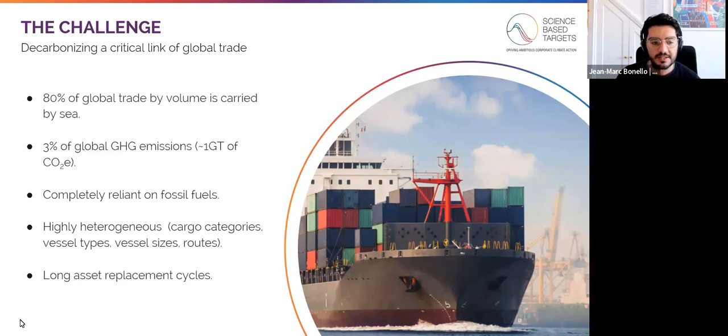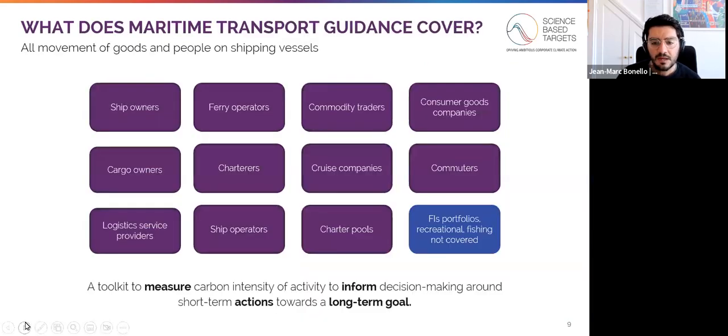So if we go to the next slide, please. Just to define what is covered by this maritime transport guidance. So basically, we capture in this all the movement of goods and people on ships. So that might involve, if you are a ship owner, it would be your scope 1 because you're operating a ship.